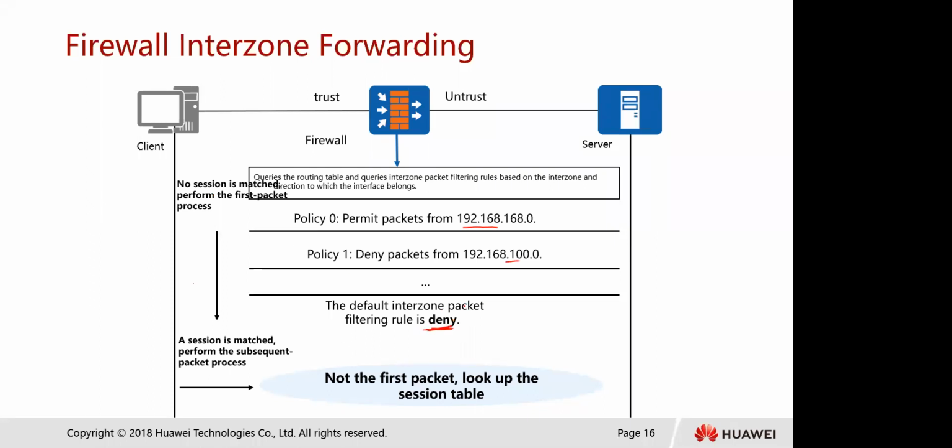If something comes and it is outside any configured policy and not directly talked about, kindly note that the default interzone packet filtering rule is deny. And we shall look at it when we start configuring our firewalls in our labs. So if a session is matched here, it will go ahead and perform the subsequent packet process. Note the first packet lookup in the session. So it will just look up only the first packet. If the session is there, it will go and process the subsequent packets. If it is not there, it will go through the entire process of creating that session and also putting it in the table.